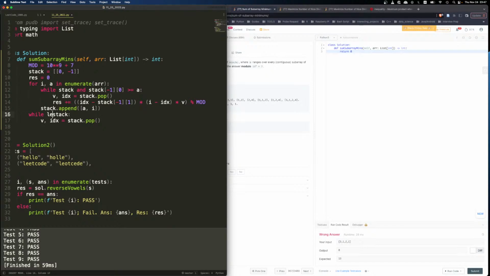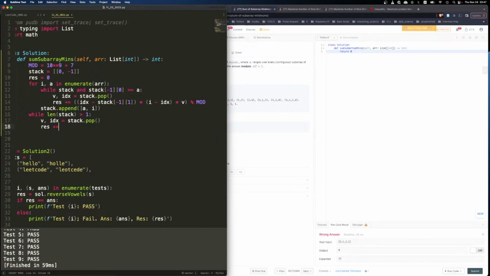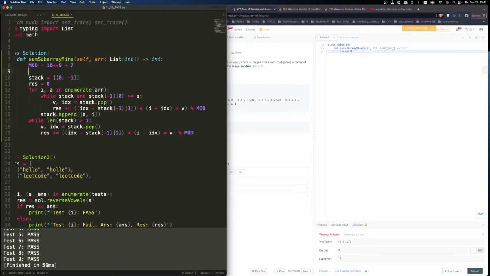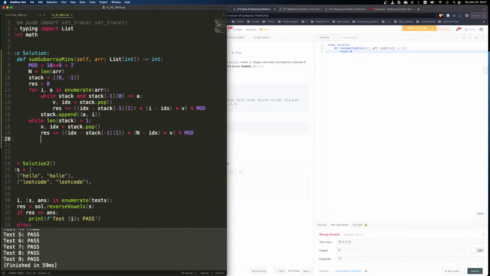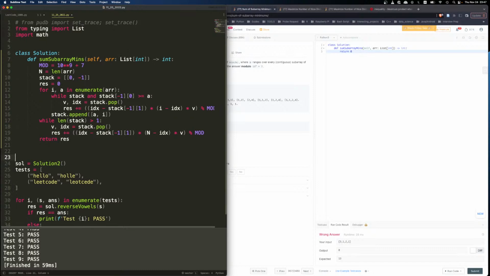So while length of the stack is larger than 1, we pop the first one. So we pop this and rest plus equal to. That's the same thing. We can just copy and paste this and then change one thing. N equals len of array. What do I change? Index minus, this is fine. This is I, there's no I, so here it is going to be n minus index times v, right? And then we'll return rest. All right.